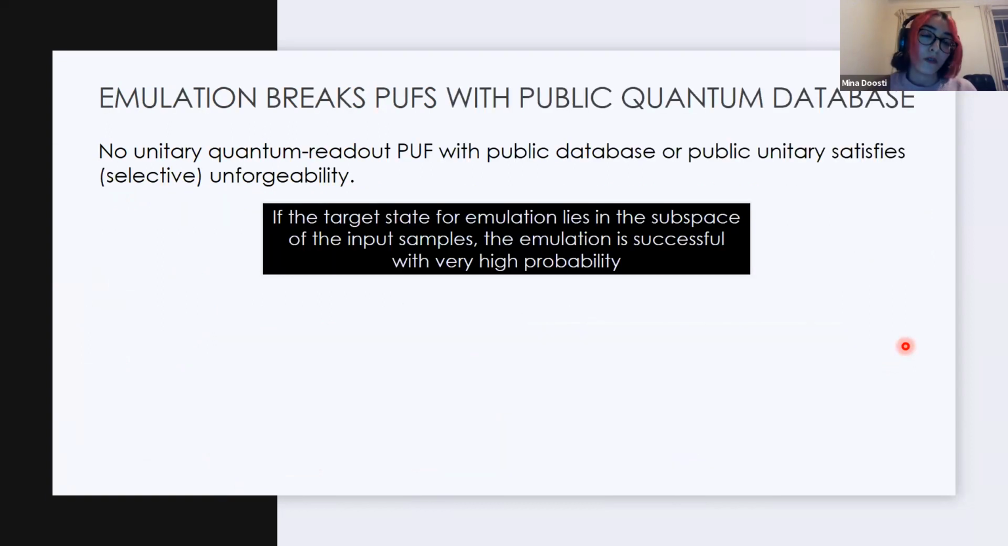So this was the easiest emulation attack that I showed you, but it actually says much more than that. If you have a quantum PUF, or quantum readout PUF, or any PUF where you somehow make the database public, or the adversary has some knowledge over the database, you cannot even have selective unforgeability in those cases. Because what happens is that the adversary, having knowledge over the subspace, can make a quantum emulator that works exactly on that subspace. And then, because this quantum emulator is efficient, it can always produce the response to any quantum state that you send inside that subspace.